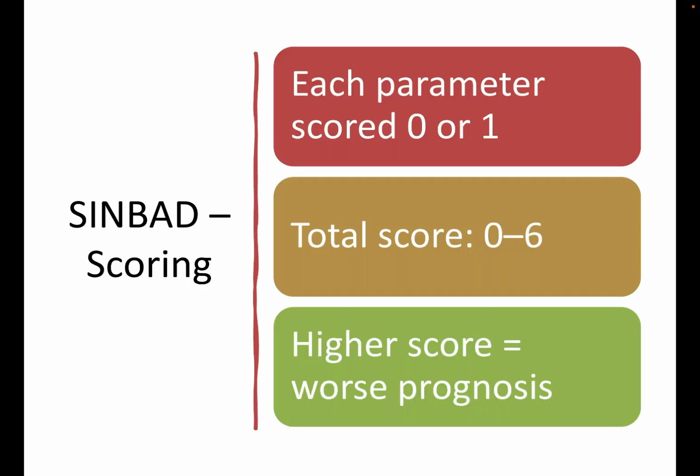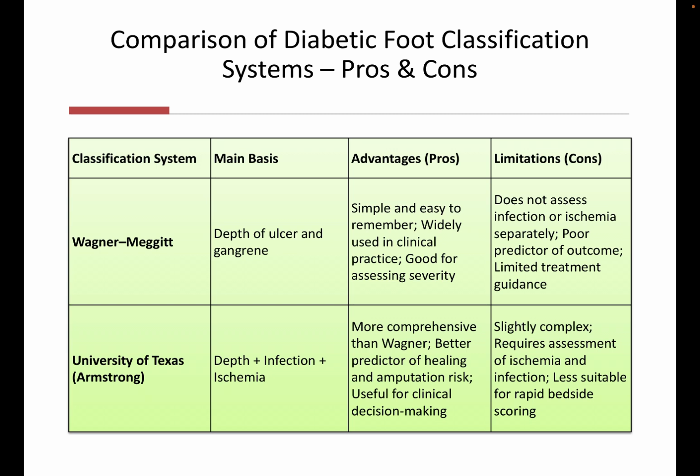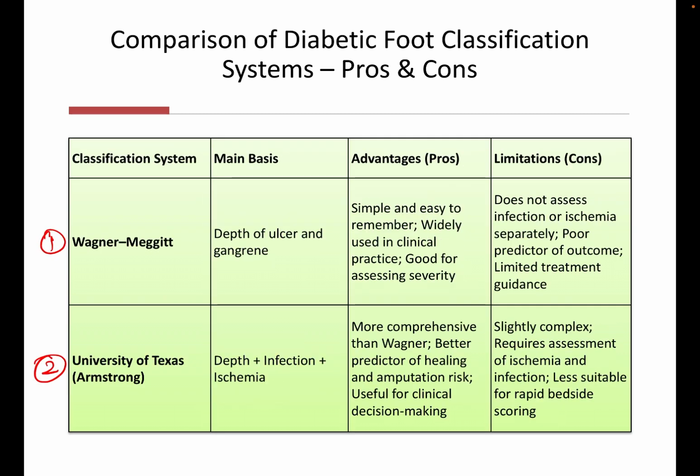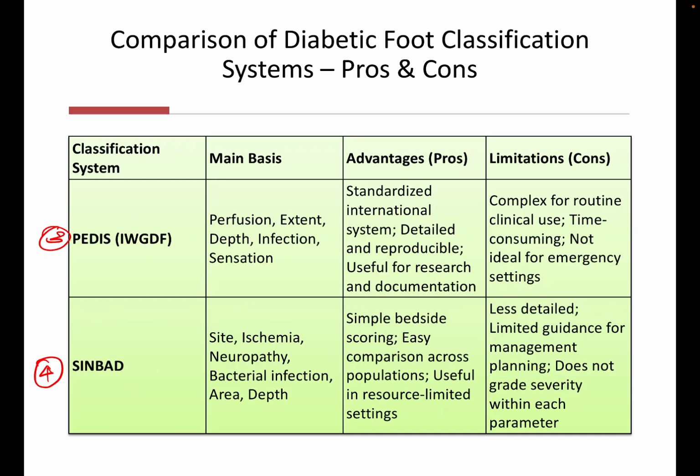In SINBAD scoring, each parameter will be 0 or 1 and the total score is 6. And the higher the score, the worse the prognosis. So to sum it up, there are four systems of classification commonly used: Wagner classification, University of Texas classification, PEDIS classification, and SINBAD classification. Coming to the main basis, Wagner classification is based on depth of the ulcer and gangrene, whereas Texas is based on depth, infection, and ischemia. PEDIS is based on perfusion, extent, depth, infection, and sensation. SINBAD is site, ischemia, neuropathy, bacterial infection, area, and depth.